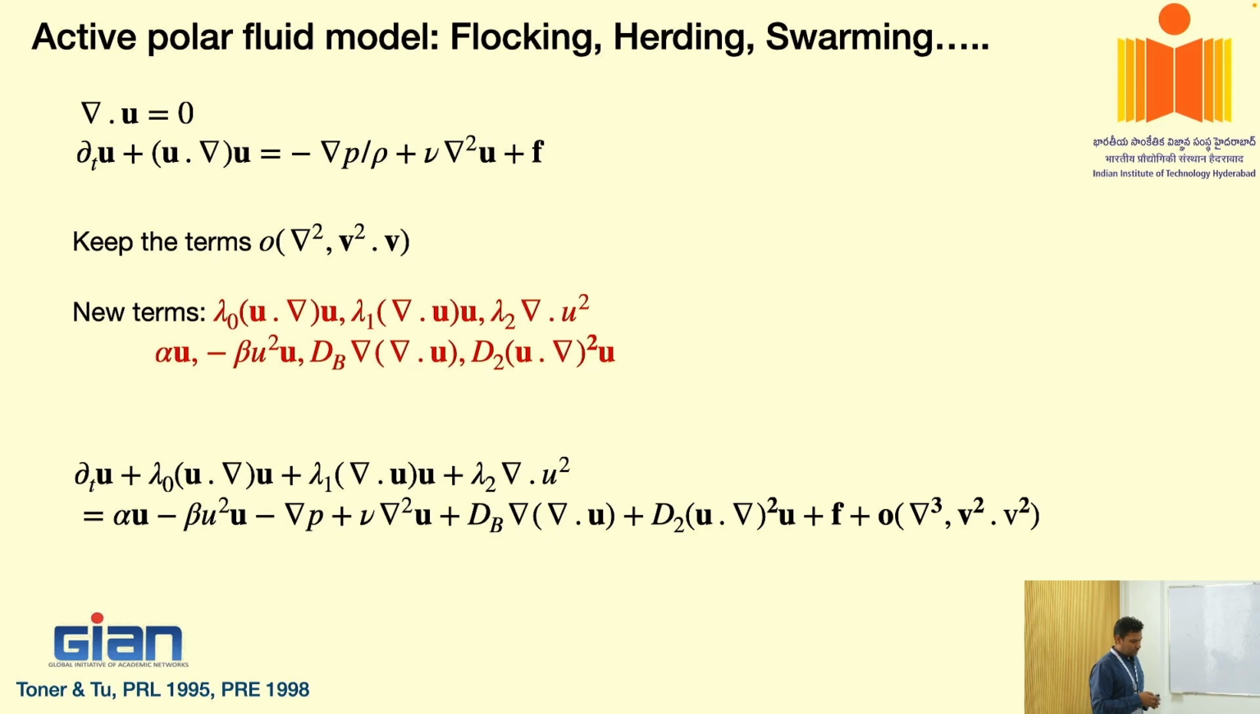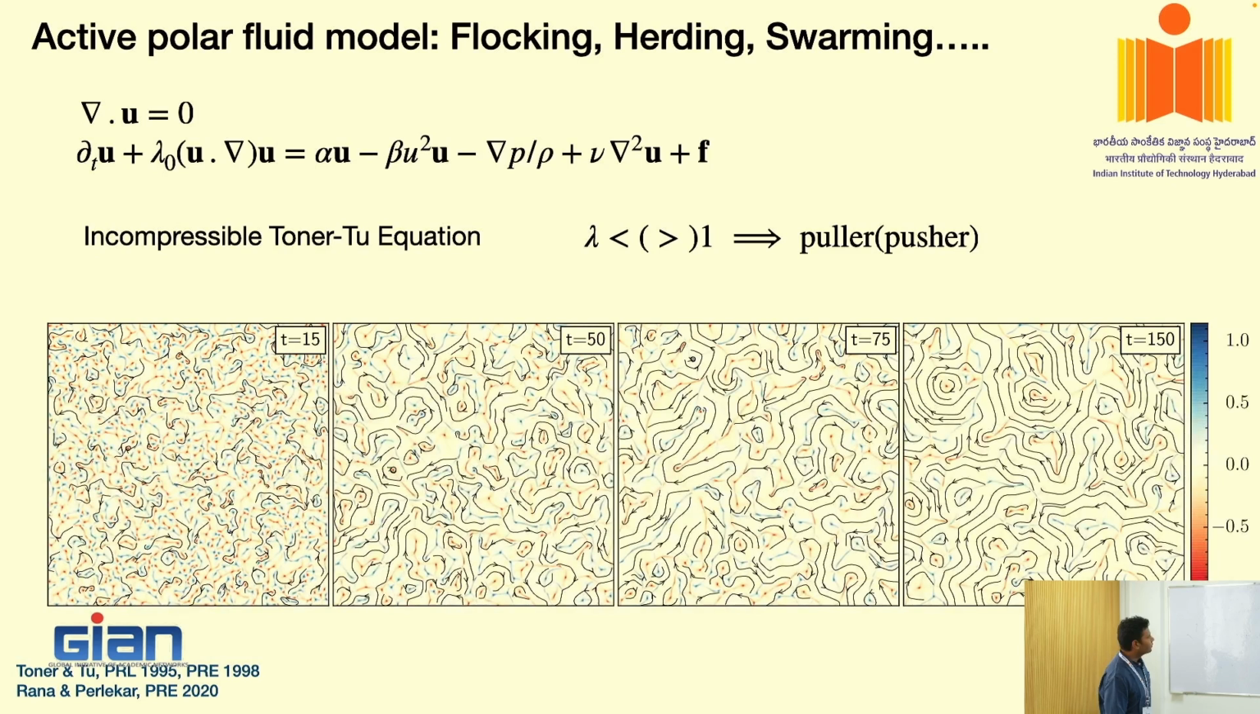Okay, and that is the equation that has been used very commonly in the community. So, as one example, let's see what you get if you solve these equations. You take your incompressibility condition and the Navier-Stokes equation with this additional contribution, that is lambda 0, alpha, beta, and the rest of the terms are exactly the same as in the Navier-Stokes equation. To begin with we had 8 additional terms, but now we are only going to take into account 3 additional terms: lambda 0, alpha, and beta. This is very commonly known as incompressible Toner-Tu.